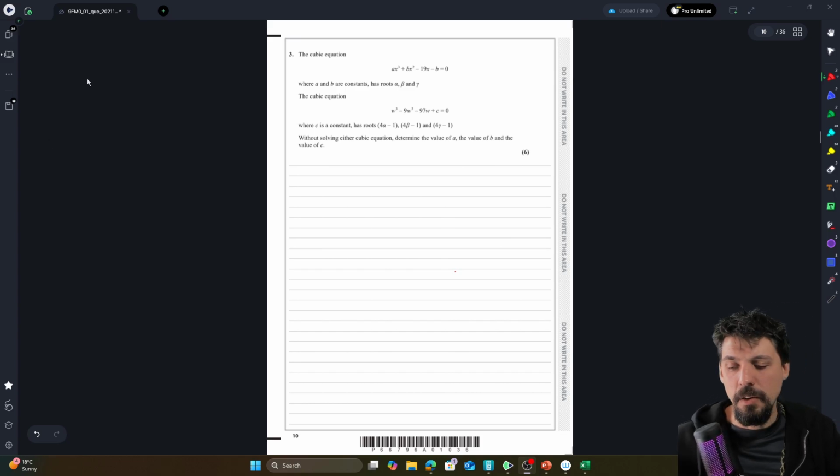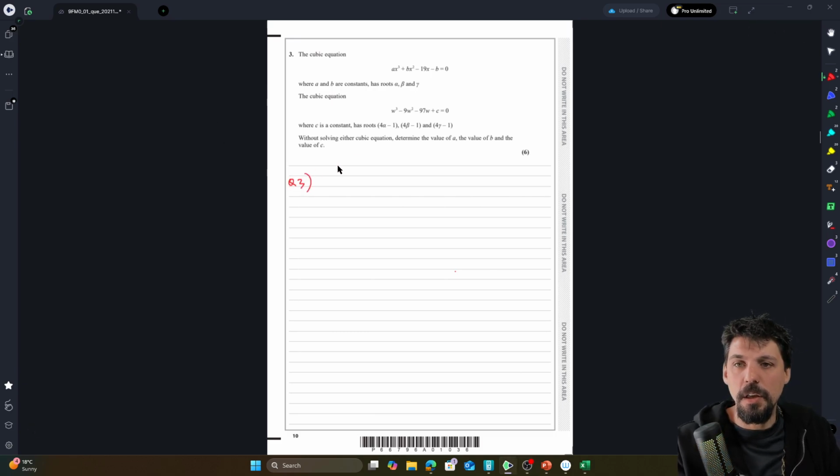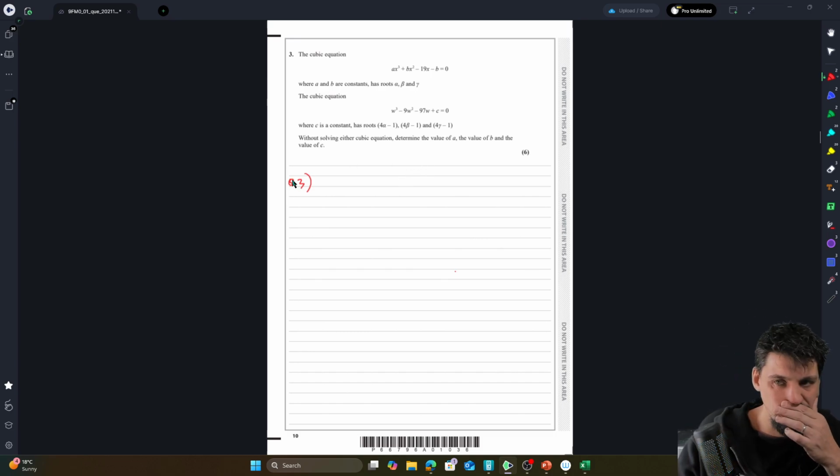Okay, we're back with Corpule 1 2023. We're on to question 3. What do we got? Here's a cubic. We've got roots alpha, beta, and gamma. The cubic equation has roots, and we need to tell the value of A, B, and C. Oh, that's cool. Right.